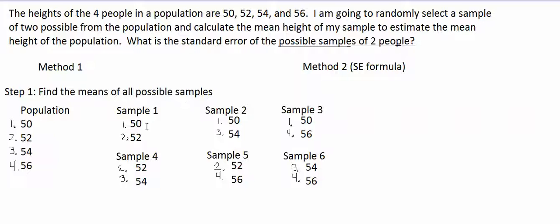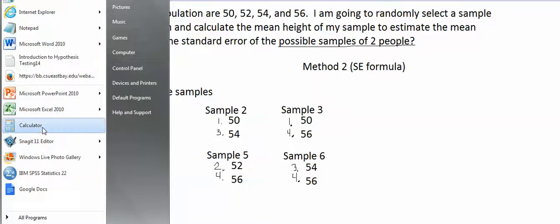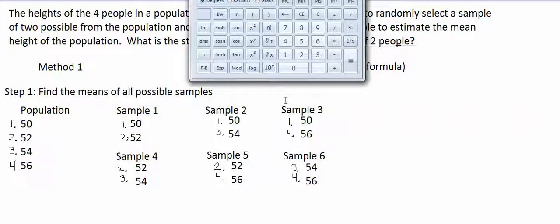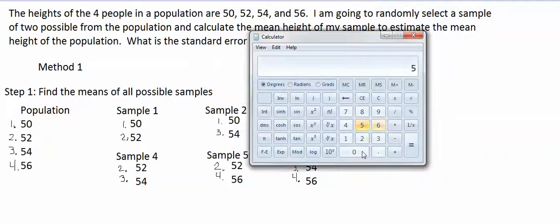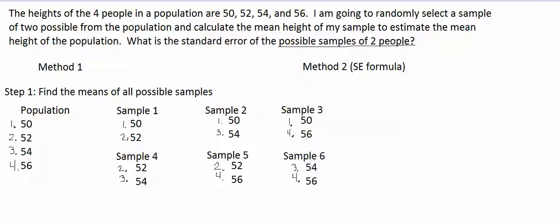To do that, we just have to add the two numbers in each sample and divide the total by 2. We'll start with sample 1. So to get the mean of sample 1, we just add 50 plus 52. The total is 102. Divide that by 2, and we get a sample mean of 51. Remember that the symbol for sample mean is x bar. So this is just saying that the sample mean is 51. The mean of sample 1 is 51.